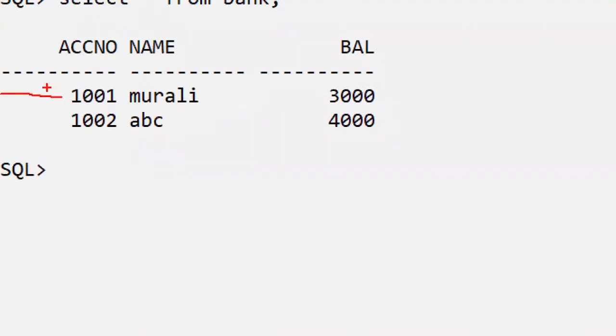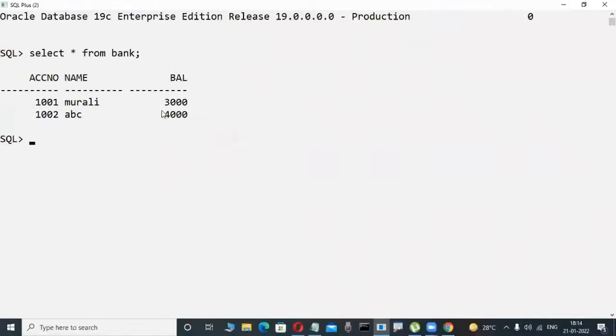1001 is an account number. My name is Murli. I'm an account holder. My balance is how much? 3,000. Observe it here, my balance is 3,000, for example. Now check out this scenario. Slowly observe it here.